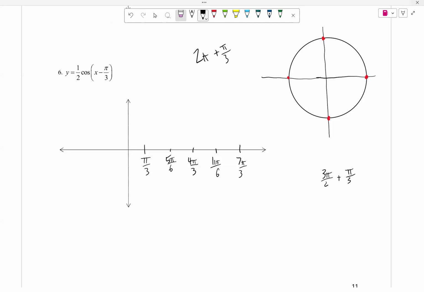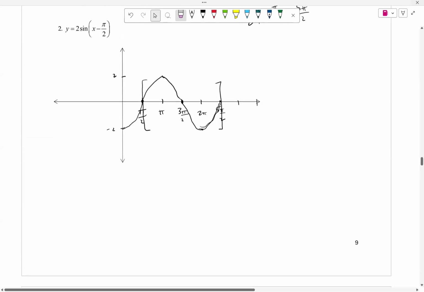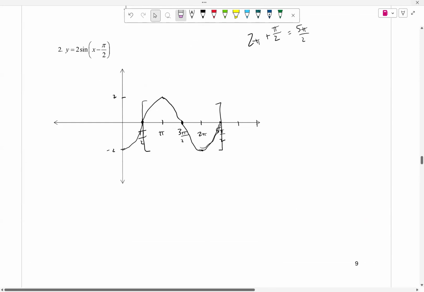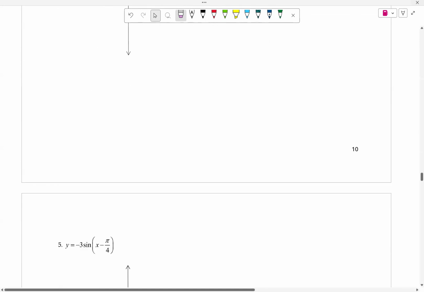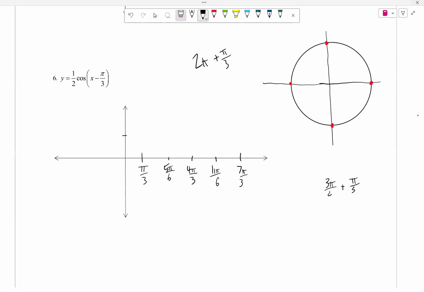The last one, I think, what was unfortunate here is that everything looks so different. It's very easy to go back. I don't think that's the case right now for number 6. But we do know that the amplitude is 1/2. So how many points do I need to graph this? I need 5 points, always 5 points.